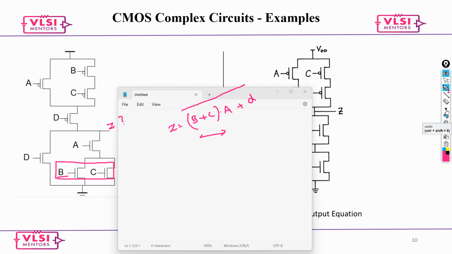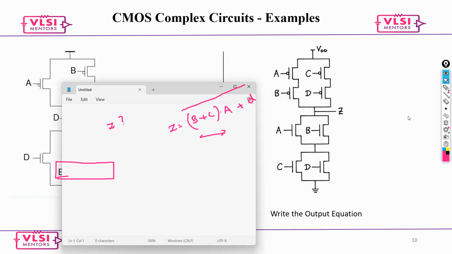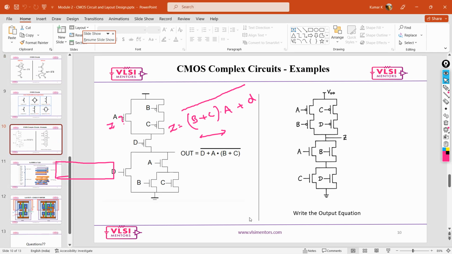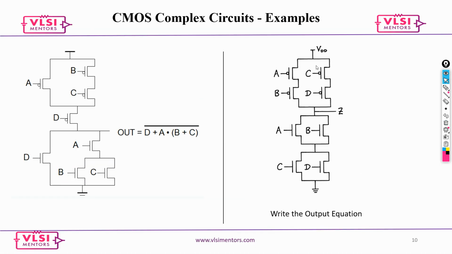Now, what about the one which is on the right side? This is the one which I was just talking about. Yeah, A plus B into C plus D, the whole bar. So here both of them are in parallel. So A plus B and then C plus D, and then the whole thing, whole bar. Got it? So this is actually the Boolean equation.